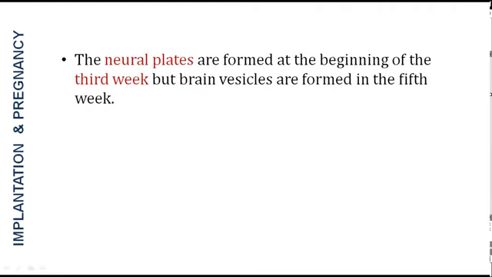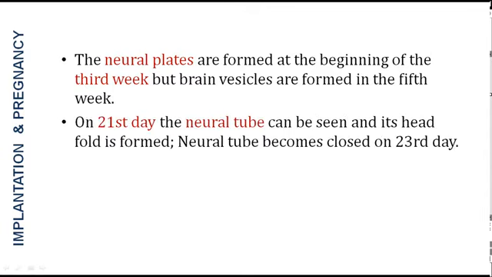The neural plate, that is the beginning of the nervous system, is seen in the 3rd week, but brain vesicles, that is the cavities inside the brain, are formed in the 5th week. On the 21st day, the neural tube is formed. Its anterior part will become the brain and the posterior part will become the nerve cord.